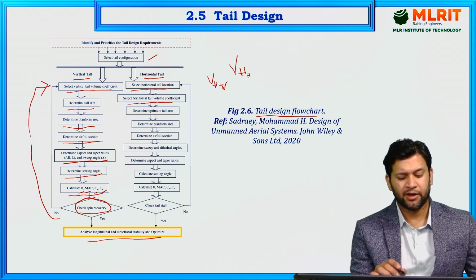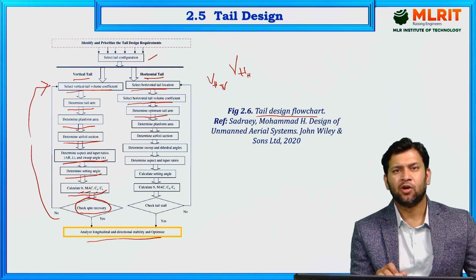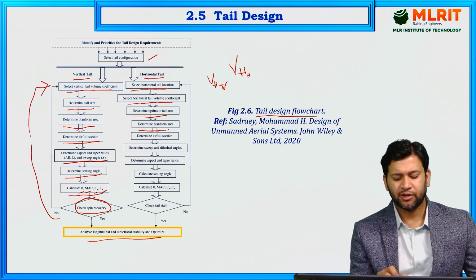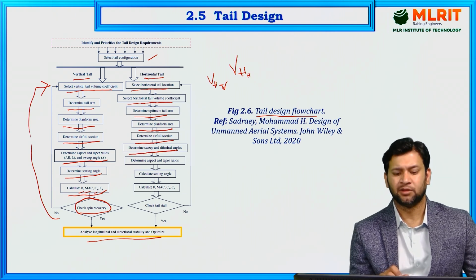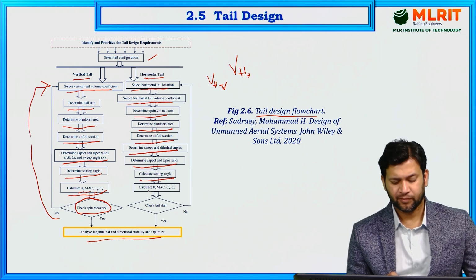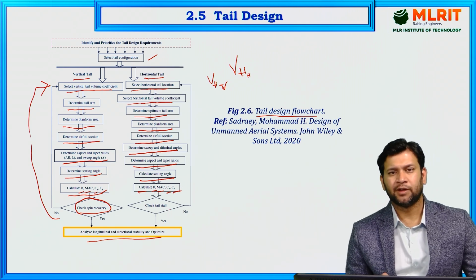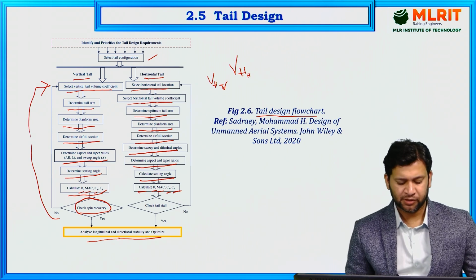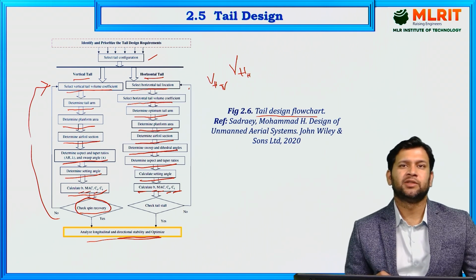Same thing with the horizontal tail. After the selection of horizontal tail location, we'll select the horizontal tail volume coefficient. Then we'll go with determining the optimum tail arm length. Then we'll determine the planform area. Then airfoil section. Then we'll determine sweep and dihedral angles. Then we'll determine the aspect and taper ratios. We'll calculate the setting angle. We'll calculate span, mean aerodynamic chord, root chord, tip chord, and we'll check for tail stall. If stalling is fine, then we'll come back to directional stability and optimization. If it is no, we'll come back to select horizontal tail location.